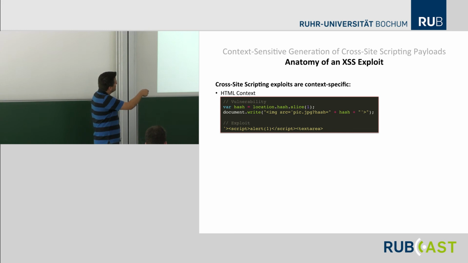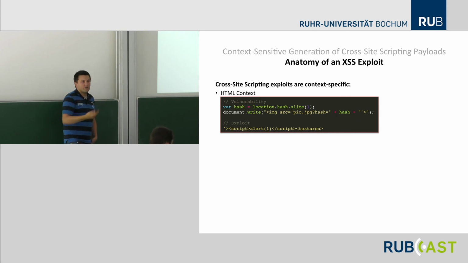Here we have the injection point inside an attribute. To exploit this, you first need to break out of this attribute. You need to break out of the image tag, and then you are in a place where you can execute a script. Then you would open a script tag and have your payload and everything else.